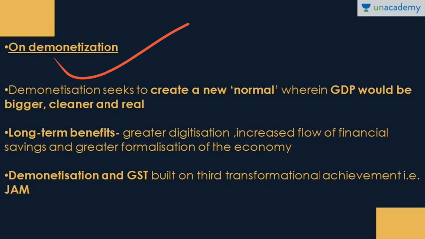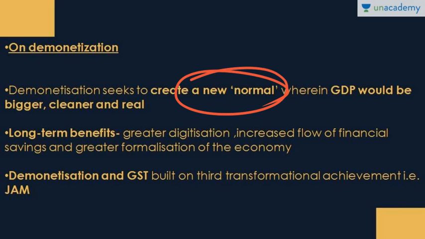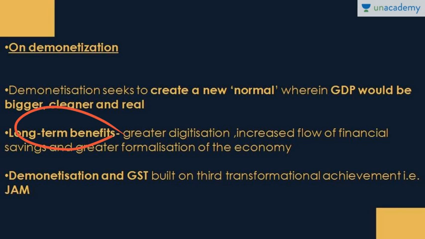Then on demonetization, the government has finally spoken up in the budget. What it has said is that demonetization seeks to create a new normal, which was already said before, but new things are being added: that GDP via demonetization will be bigger, cleaner and more real. Simultaneously, short-term costs but long-term benefits are being sold as the benefit of demonetization. What are the long-term benefits? Greater digitization, increased flow of financial savings in banks, and lastly, greater formalization of the economy. Why? Because mostly the informal sector is the one which works with cash.